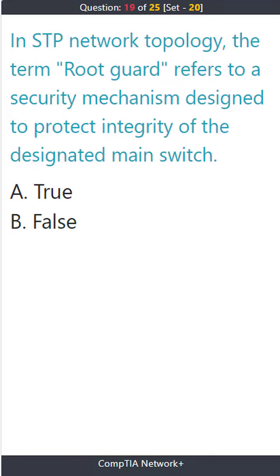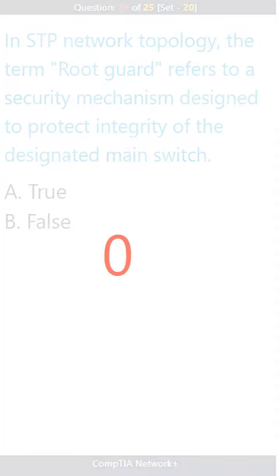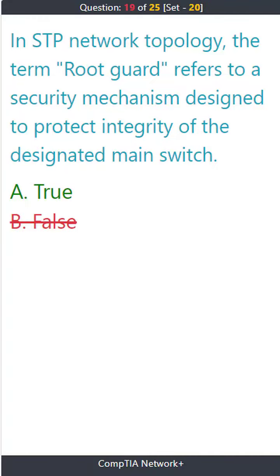Question 19. In STP network topology, the term root guard refers to a security mechanism designed to protect integrity of the designated main switch. A. True. B. False. The correct answer is A. True.